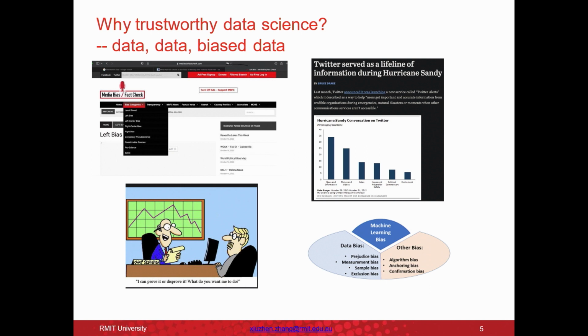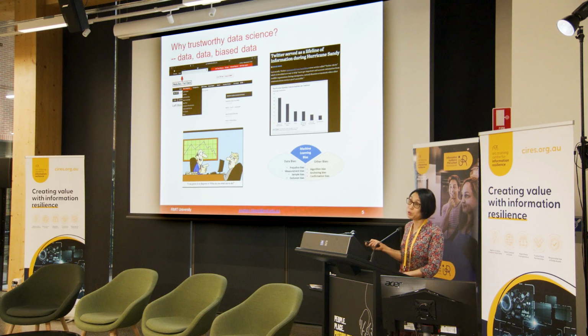This picture shows a very commonly used website. It's a media bias and fact-checking website. In this database, there are 7,000 information sources from different media and journalists. And it says every information source has its own bias. Some, in the political space, are left-leaning, some are right-leaning. They have their own viewpoints. So the data they have generated has their own bias in the data.